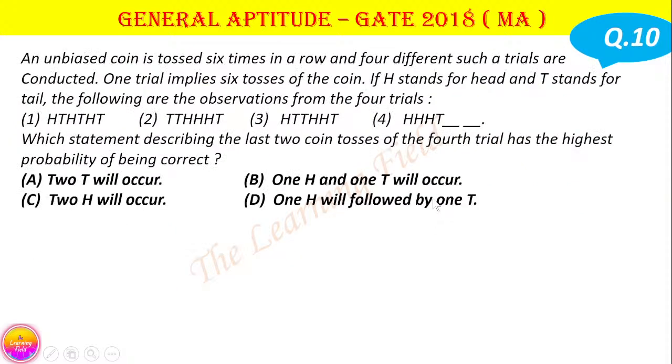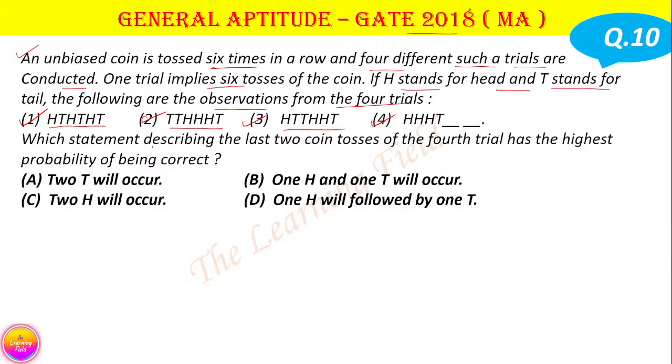Now we go to the next question, question number 10, which is the last question of this set of the GATE 2018 mathematical section. The question says that an unbiased coin is tossed 6 times in a row and 4 such trials are conducted. One trial implies 6 tosses of the coin. If H stands for head and T stands for tail, the following are the observations from the 4 trials. Option 1 is HT, option 2 is TT, option 3 is HTT, option 4 is HHT, and the last two tosses are blank.